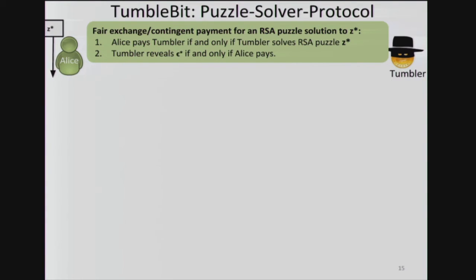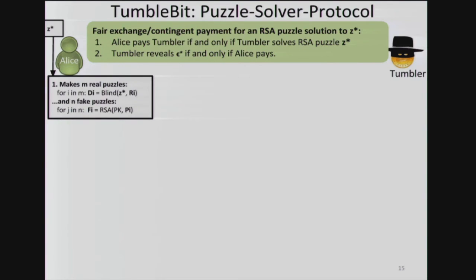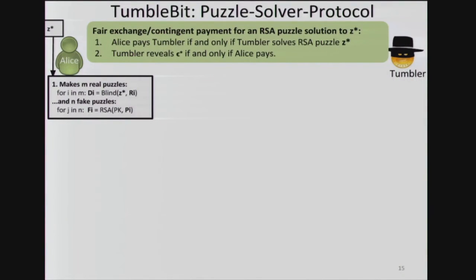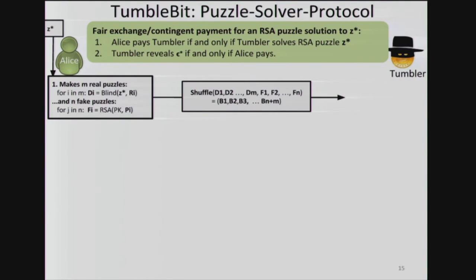So Alice gets this Z star from Bob. And what she does is she's going to create M, what we call real puzzles, and N fake puzzles. Now the real puzzles are actually all blinded versions of Z star. So Z star is going to be double blinded. And so she just takes Z star and blinds it again and makes M of these. And the fake puzzles are going to be values that Alice chooses and that she then encrypts under the Tumbler's public key. So she actually knows the answer to these. And she's going to shuffle them together and send them to the Tumbler.